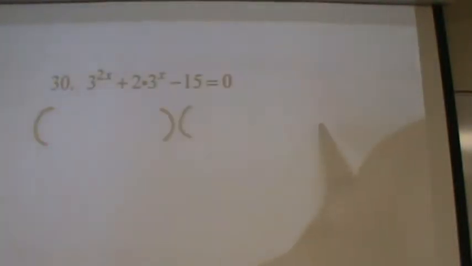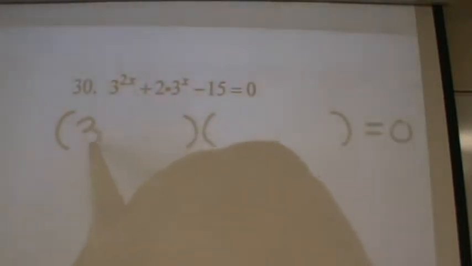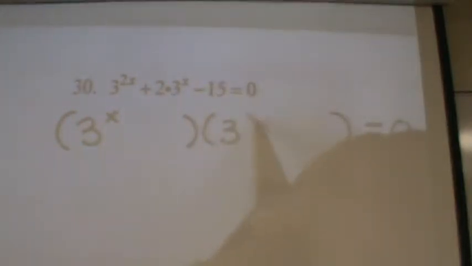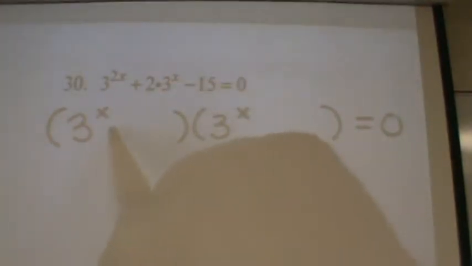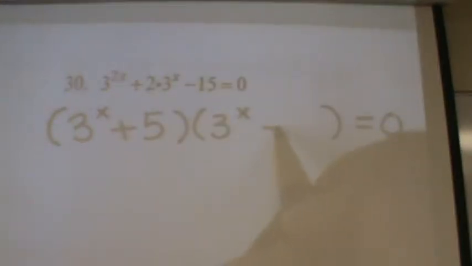Now, see if you can factor number 30. It's the same type of factoring, but the base is not an e, it's a 3. So how would you factor this? See if you can get the two factors. Anyone know it? 3 to the x, good job. And what times what is negative 15 but adds to 2?